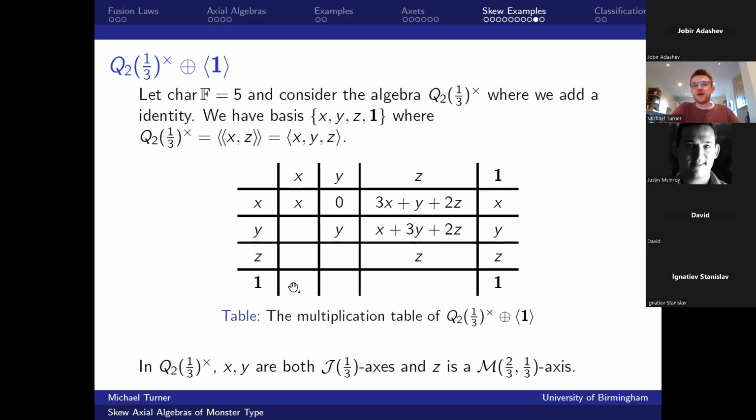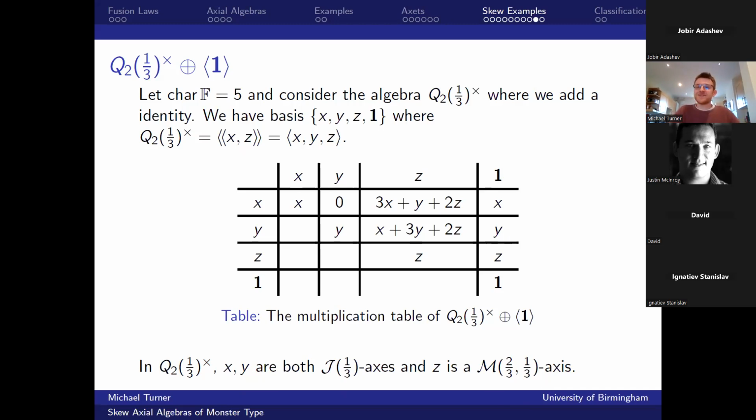So we've got this three-dimensional quotient, and we basically just add another dimension with an identity element. So the Q2 1/3 quotient is generated by x and z, and it's spanned by x, y, and z in the table below. And then we just add this new identity element, which has multiplication of an identity element. So maybe just note x, y are both Jordan 1/3 axes in the quotient Q2 1/3, while z is going to be a monster type axis of 2/3, 1/3.